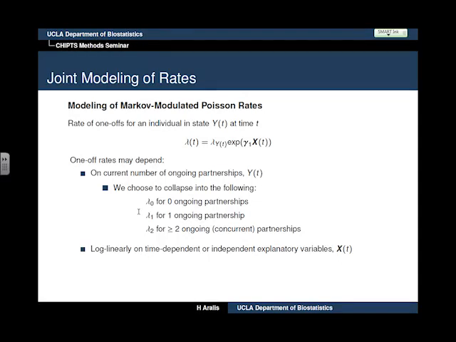Mm-hmm. We have to make some assumptions to estimate things. I guess there are different individuals that have different X's, so in that sense they would differ. Definitely some of the heterogeneity across individuals you would want to model using more covariates, because you could probably do a random effect. We kept it a little simpler.